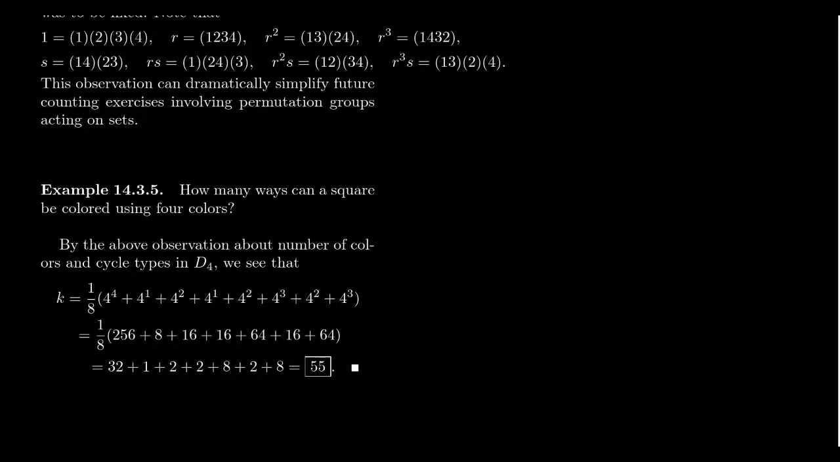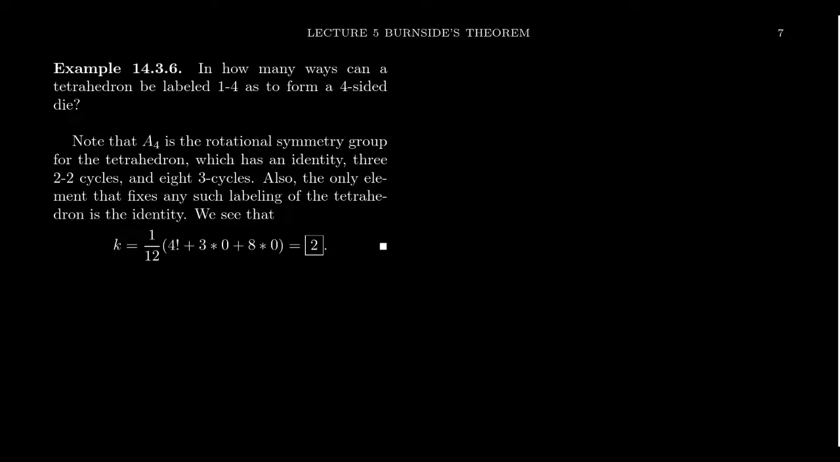With that perspective, I can pull this thing out really, really quickly because I know the cycle structures for this permutation action. We have to take 1/8 of 256 plus 8 plus 16 plus 16 plus 64 plus 16 plus 64. That simplifies to 55. While the 2-colored example I probably could have done by hand, this one's going to be a lot harder, because there are 55 distinct colorings, and that's not even considering that some colorings are equivalent. These are 55 distinct colorings up to equivalence. Burnside's theorem is a very effective counting technique when we have to count functions of a permutation action.